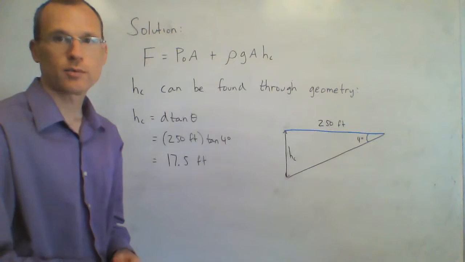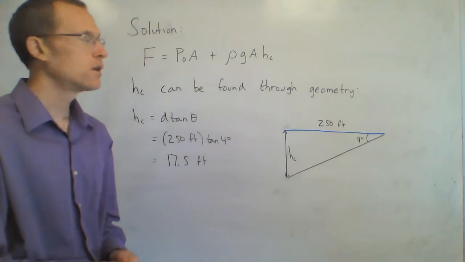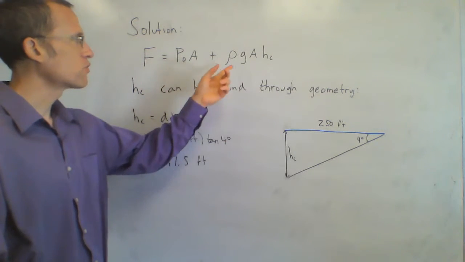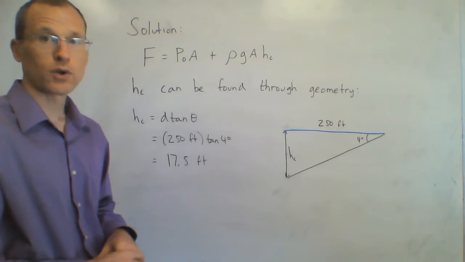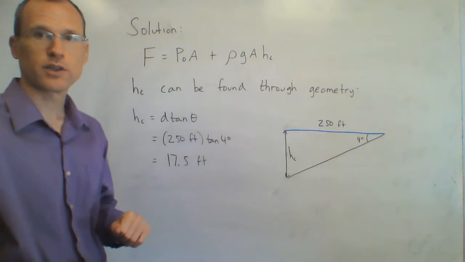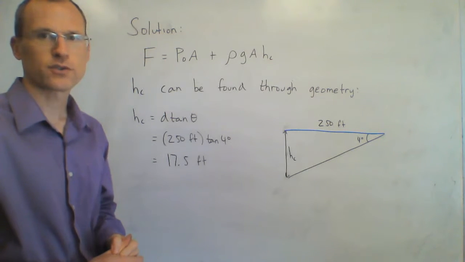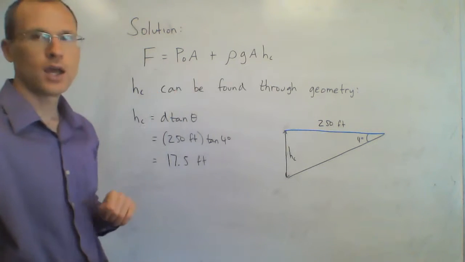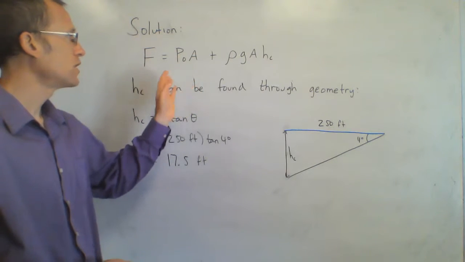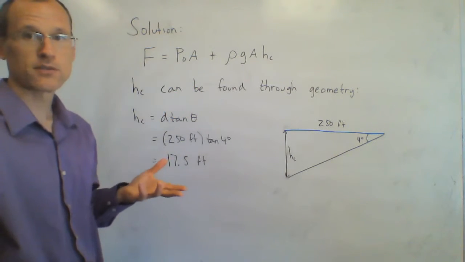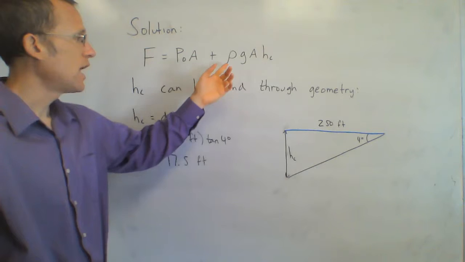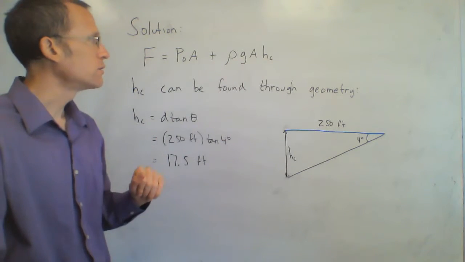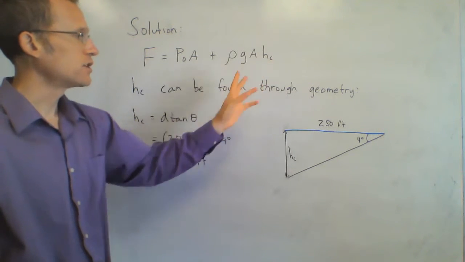So solution to this problem, I want to find the magnitude of the force. So the force is P0A plus rho g A hc. I want to include the P0 version because I want the total or absolute pressure force, so it is not going to be 0. Based on this expression, I know all these values. P0 is my atmospheric pressure. I know the area. I know the density of the ocean. I know g. The only thing I don't know is hc, the depth.